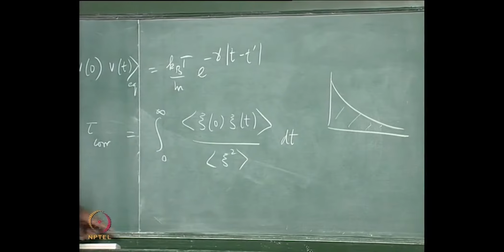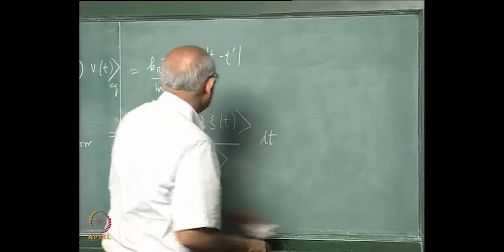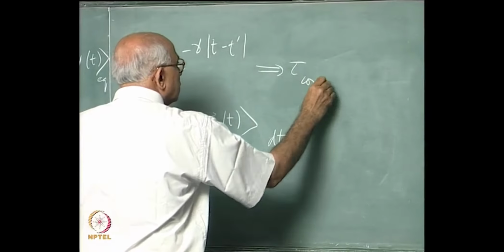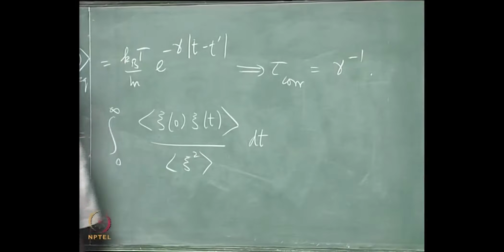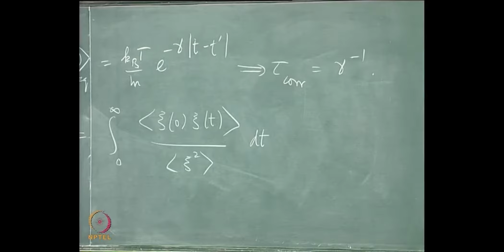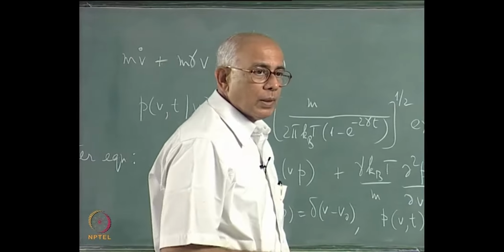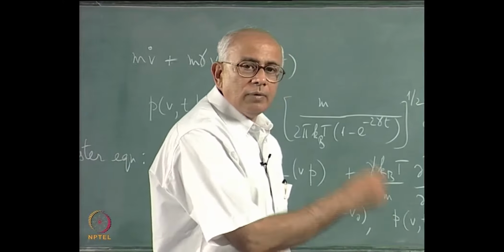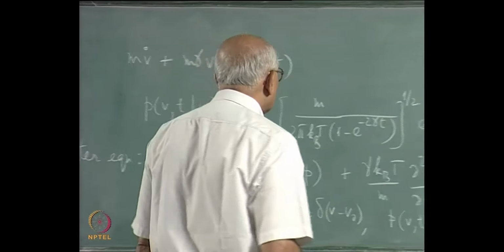It is not hard to prove that, in the present instance, this would imply a correlation time tau equal to gamma inverse. It trivially follows that you simply get 1 over gamma as the correlation time of the velocity. Now the next question: very nice, we have something for the velocity. What about the position? What happens to the position?